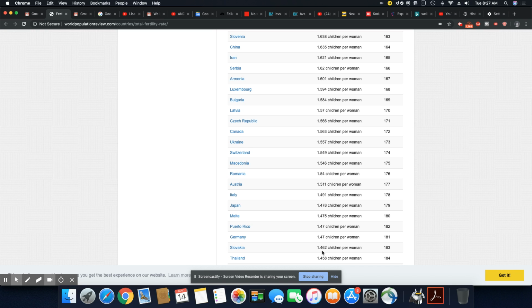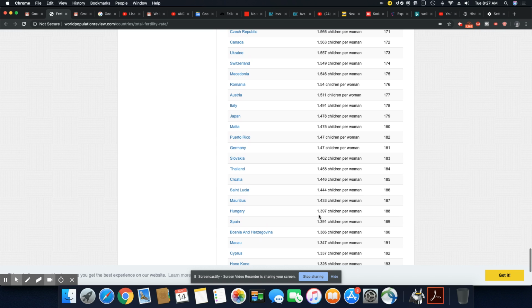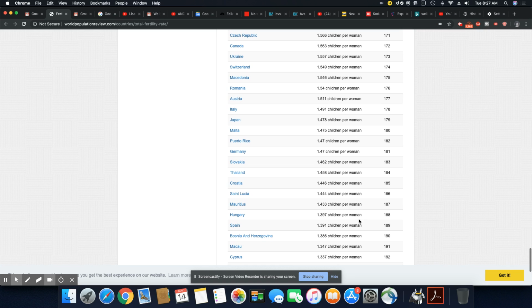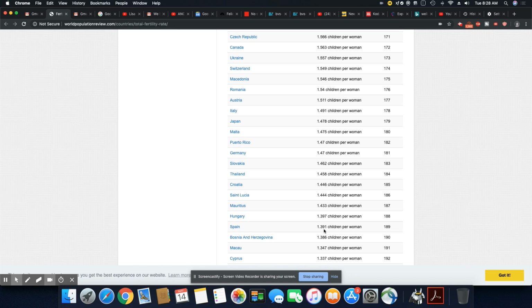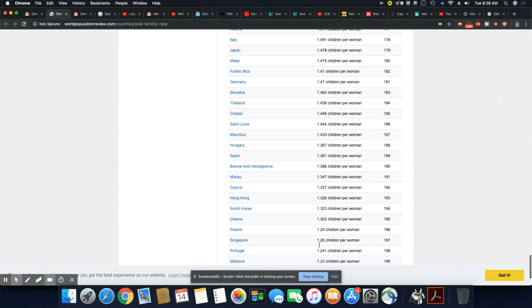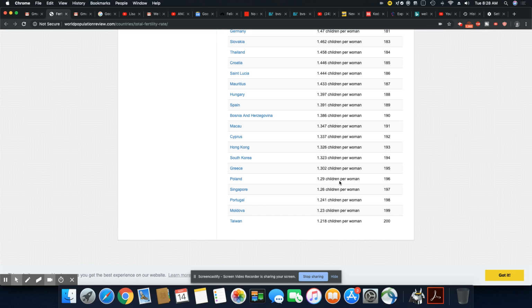Slovakia, 1.462 children per woman. And it just goes on. I mean, it drops even lower. Here's Hungary at 1.397 children per woman, and Christopher Columbus, his stomping ground at 1.391 children per woman, Spain. Wow. Greece at 1.302 children per woman. Poland, this is where my neighbor is from, 1.29 children per woman.